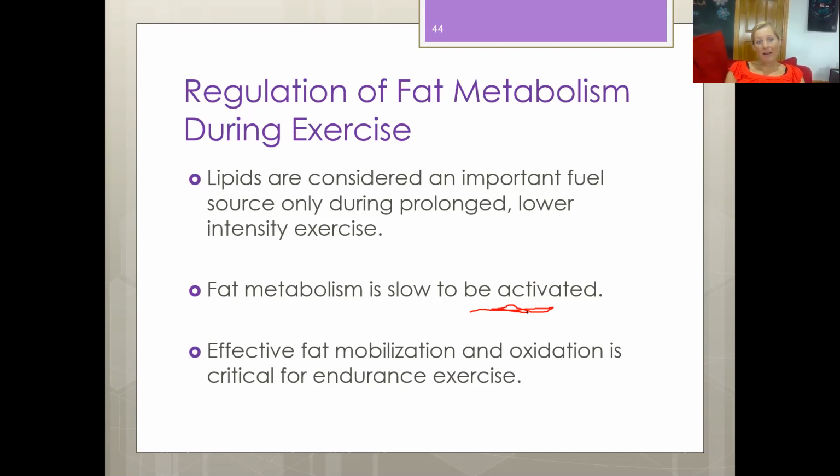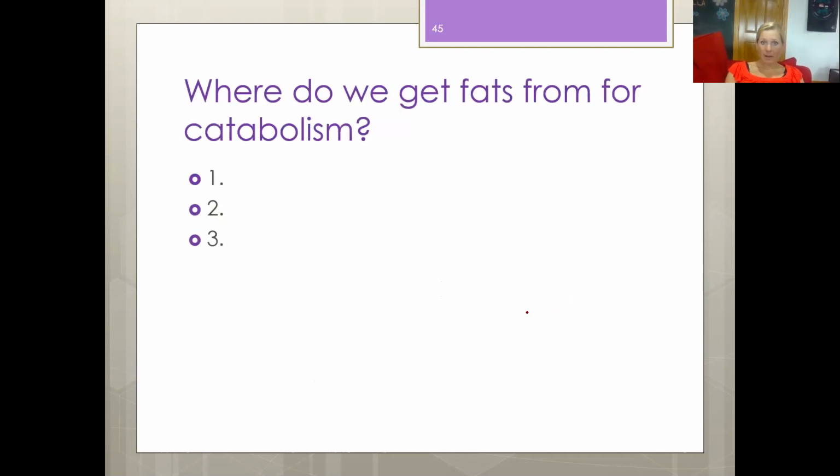So effective fat mobilization and oxidation is super important for endurance exercise. If I'm going to do anything greater than 45 to 60 minutes in duration, it would be really neat if I could rely on fats as a fuel source. So where are we going to get these fats from? Where are we going to get fats from for catabolism? And catabolism is breakdown. So catabolism is to break down. We can get them from 3 different sources.